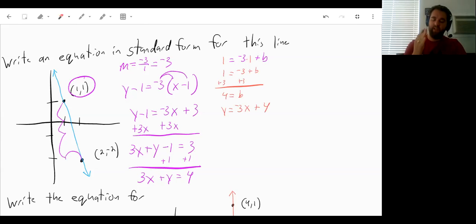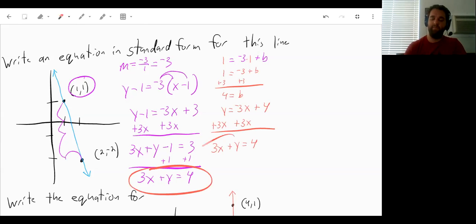Now, we still want to get all of our x's and y's onto the same side, so we can go ahead and add 3x to both sides, and we'll be left with 3x plus y equals 4. Well, by golly, that's the same answer that we got the other way. So good news, we got the right answer, but both ways are going to take a little bit more work. If you like the distributive property step, I'd suggest going down the point-slope form path. If you like not having to distribute in, I'd suggest going down the slope-intercept form path. But either way, you need to get it into standard form for this section.